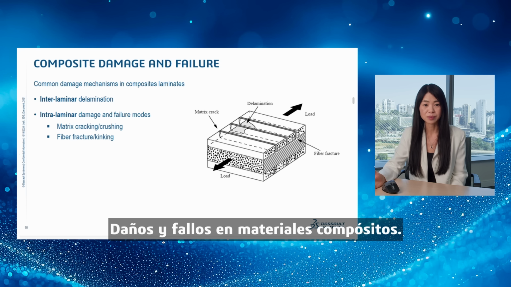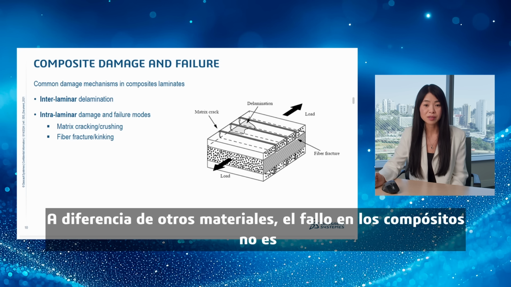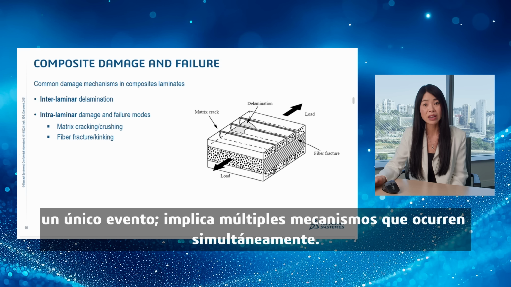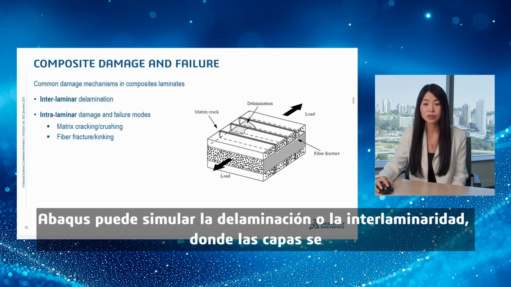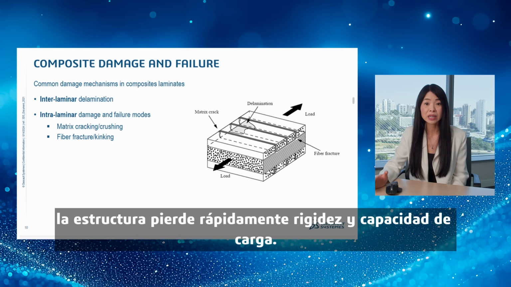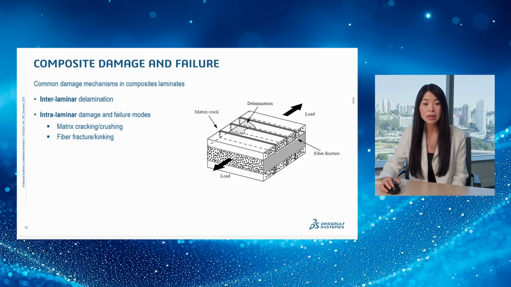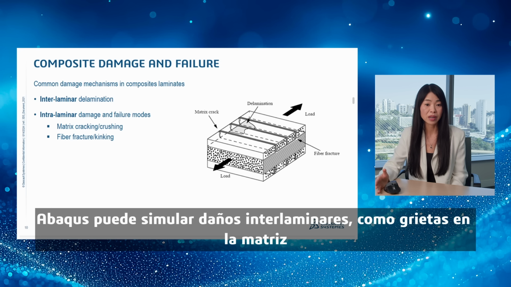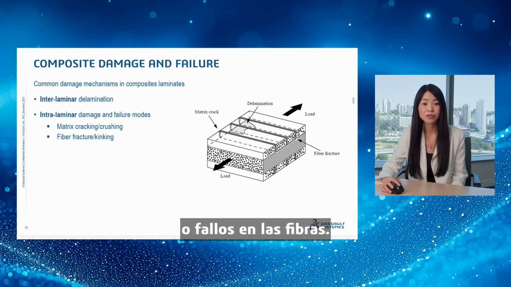Composite damage and failure. Unlike other materials, failure in composite is not one event. It's multiple mechanisms happening together. Abaqus can simulate interlaminar damage, or delamination, where layers separate from each other. This is critical because once layers lose adhesion, the structure quickly loses stiffness and load carrying capacity. Abaqus can also simulate intralaminar damage, things like matrix cracking or fiber failure.